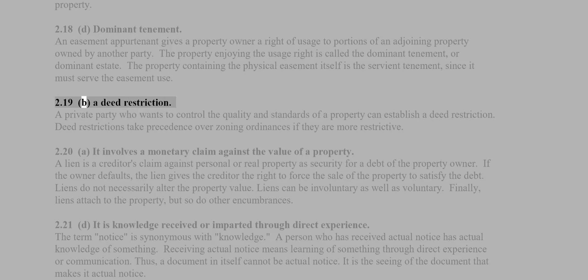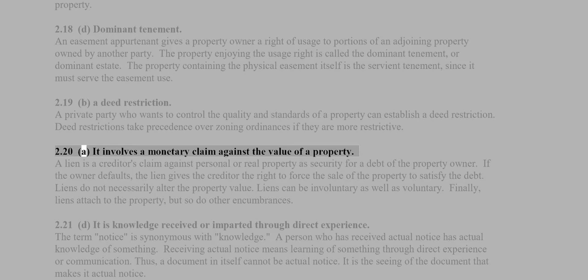2.19 B. A deed restriction. A private party who wants to control the quality and standards of a property can establish a deed restriction. Deed restrictions take precedence over zoning ordinances if they are more restrictive.